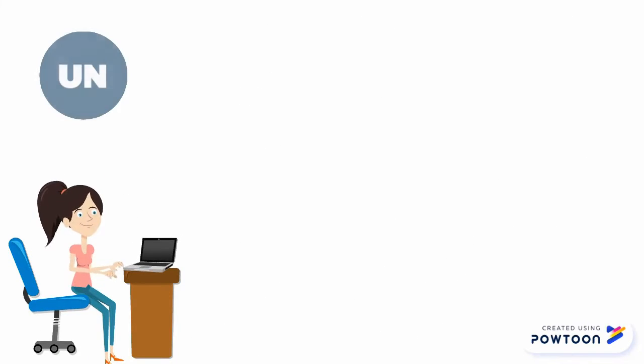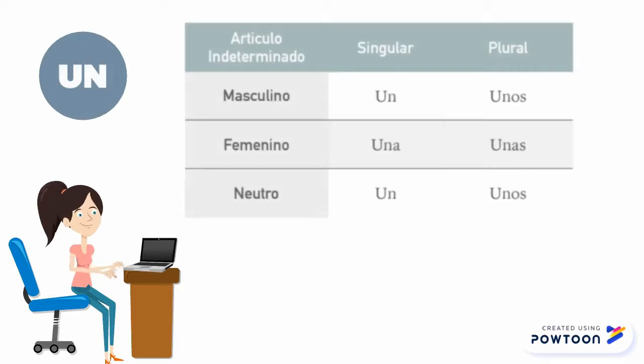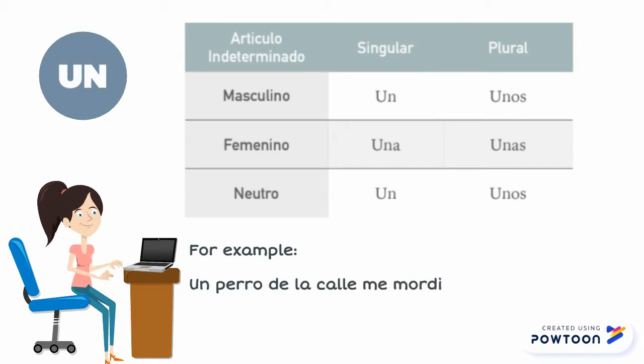Para el artículo indeterminado un, masculino singular un, plural unos, femenino singular una, plural unas, neutro singular un. For example, un perro de la calle me mordió, una gaviota se llevó mi sándwich, unas abejas picaron a mi mamá.